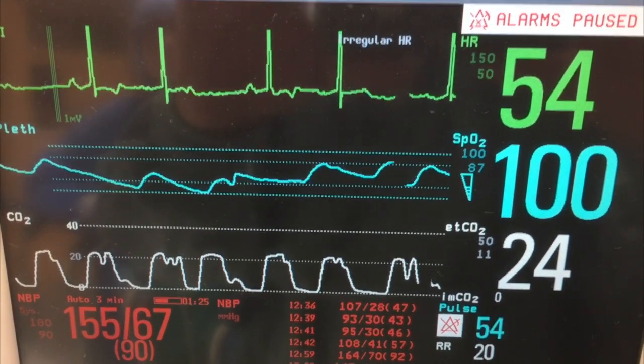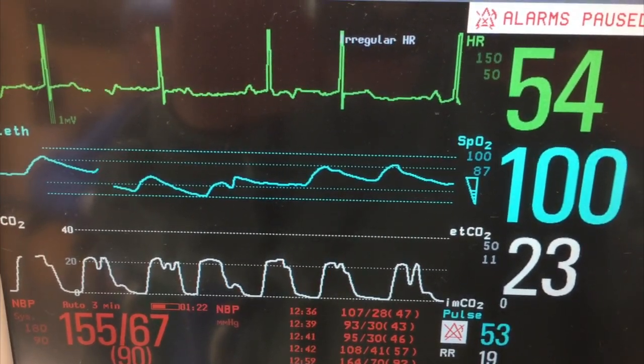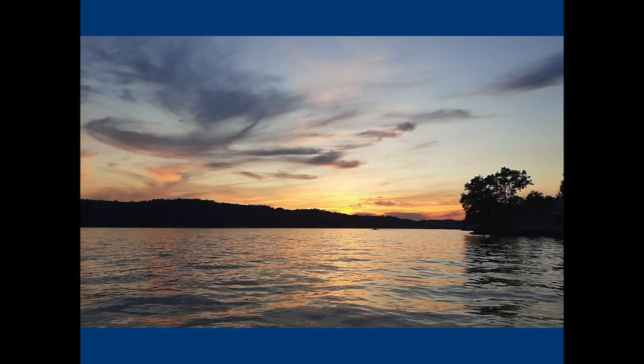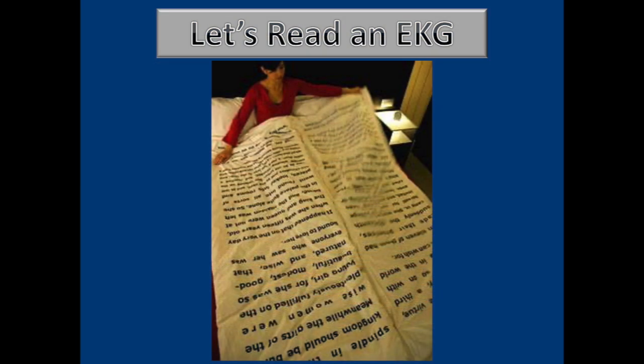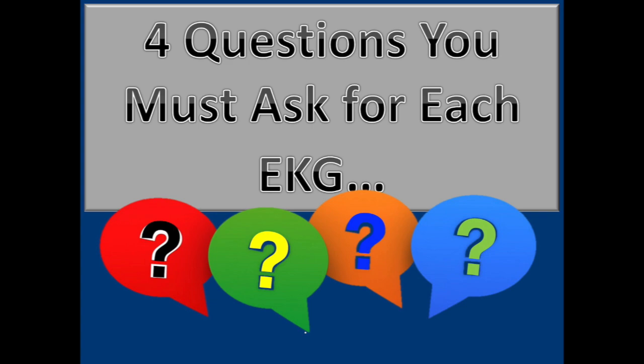I think you can hear that it's just not a constant regular rhythm. Let's read an EKG. There are 4 questions that you have to ask yourself before you read every EKG, even if it's on the monitor. I would memorize these 4 questions, just like you memorized those numbers before, and of course, the anatomy of the heart and the electrical conduction system.